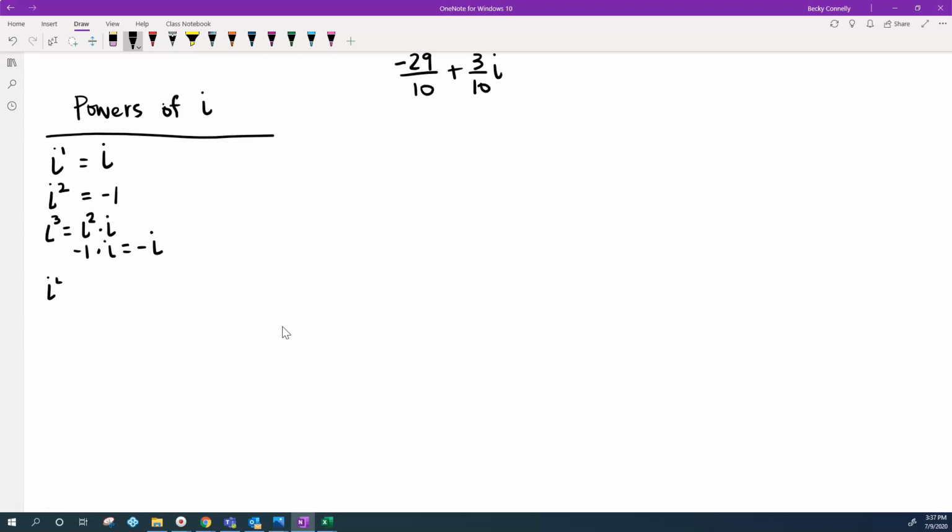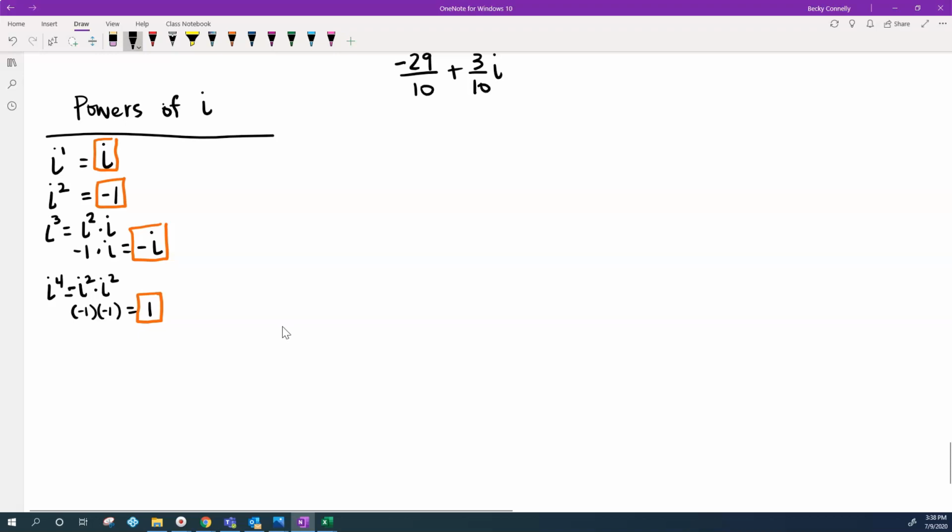And then i to the fourth would be the same thing as saying i squared times i squared. And -1 times -1 gives you a +1. So I want you to notice these answers here. We've got i, -1, -i, and +1. These are the 4 answers that those simplified to be.